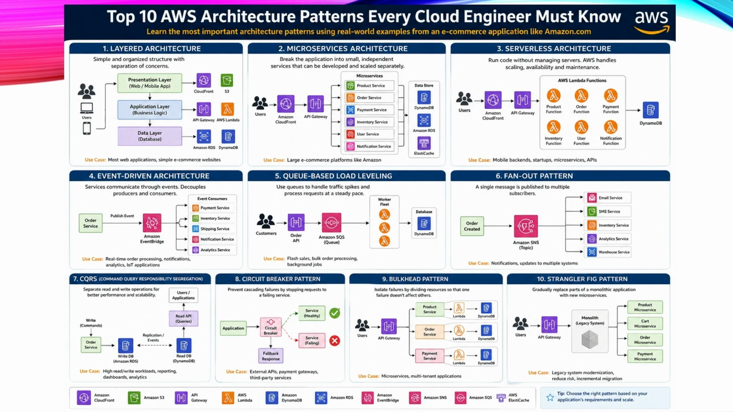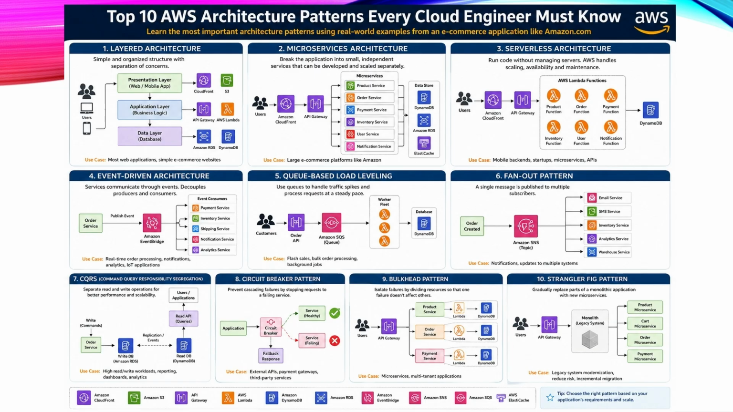Have you ever wondered what actually happens behind the scenes when you click Buy Now on the Amazon e-commerce website or application? Within just a few seconds, your payment is processed. Inventory is updated, the warehouse receives your order, the shipping partner is notified, and you instantly receive a confirmation email. All of this happens while millions of other customers are shopping at the same time. So how does Amazon make all this possible?